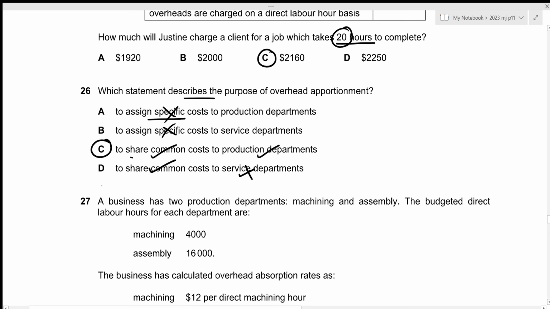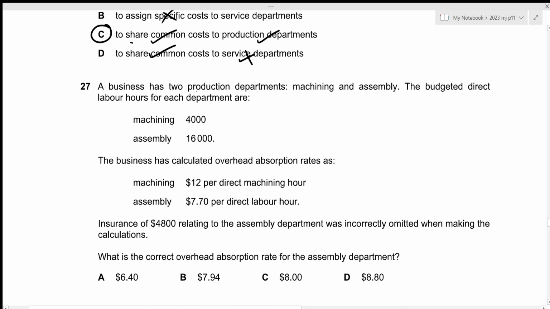Let's move towards the 27th question. A business has two production departments, machining and assembly. The budgeted direct labor hours for each department are as follows. The business has calculated overhead absorption rate as follows. Insurance of 4,800 relating to the assembly department was incorrectly omitted when making the calculations. We need to figure out the correct overhead absorption rate for the assembly department.